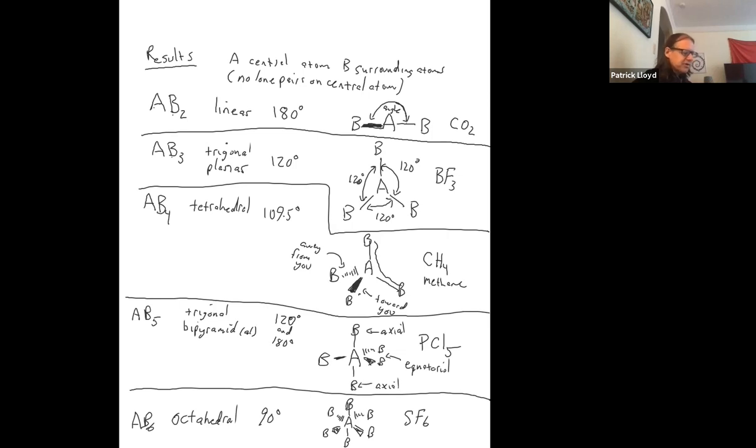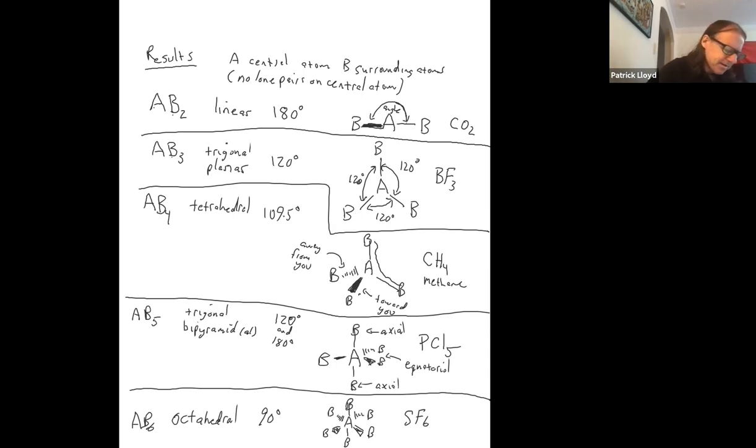AB5, no lone pairs, it's trigonal bipyramid. But notice you've got to draw the Lewis structure to find out if there are lone pairs. I'm going to cover what happens if there are lone pairs on the central atom separately. That's a separate table. I'm only going to go over a couple of them, but we'll cover them separately.